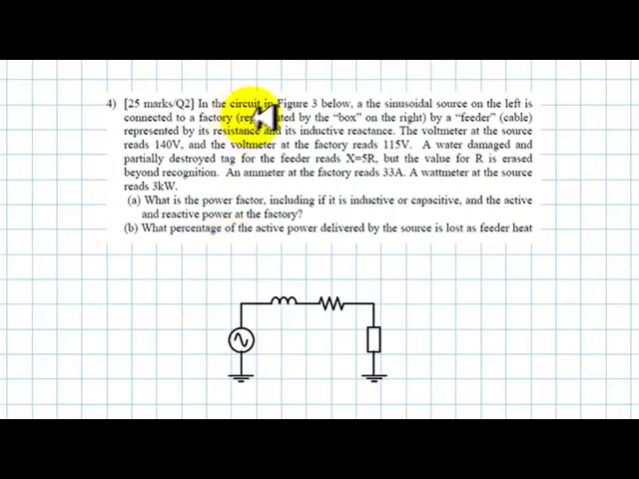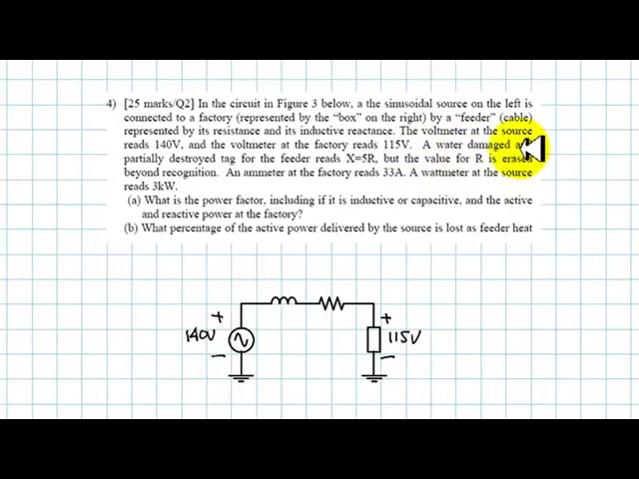In the circuit of figure 3 below, this one, a sinusoidal source on the left is connected to a factory represented by this box on the right by a feeder, which is a cable represented by its resistance and its inductive reactance. The voltage at the source reads 140 volts. Let me write it down. The voltmeter at the factory reads 115 volts. These are RMS, of course.